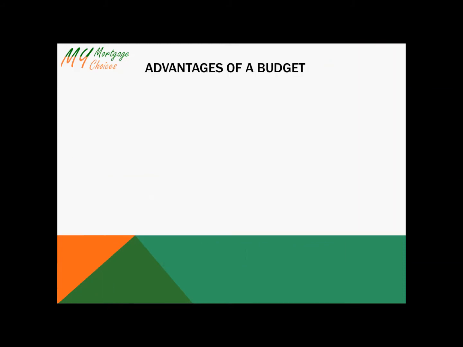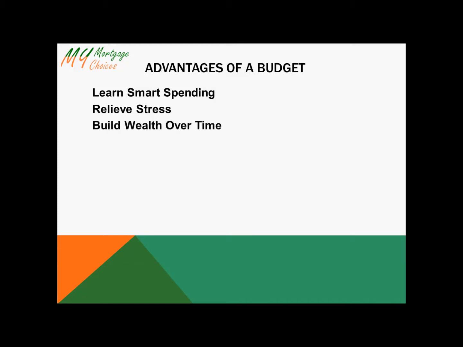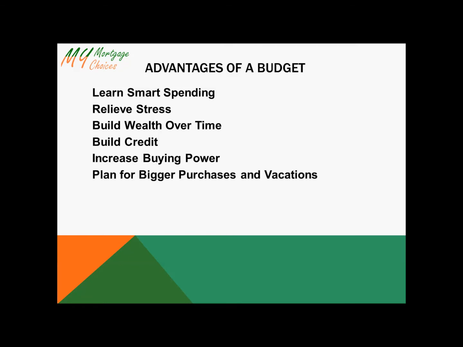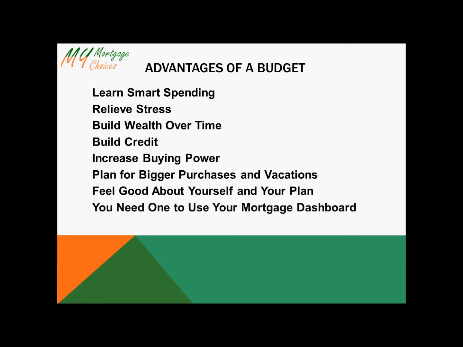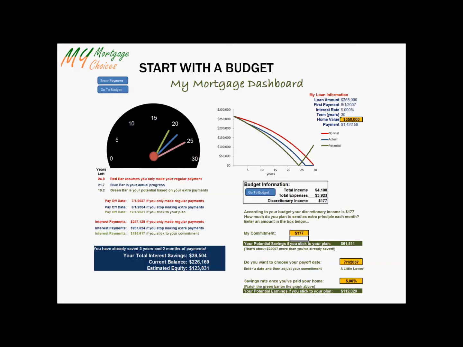Some of the advantages of a budget are you're going to learn smart spending. Once you see where you're spending your money, you'll start to think about where you're spending your money. This will help relieve stress, it'll help you build wealth over time, build your credit, increase your buying power over time, and it'll help you understand how to plan for bigger purchases or save for vacations. You're going to start to feel good about yourself and your plan, and you need to have a budget in order to use the mortgage dashboard that comes with your customized ebook.